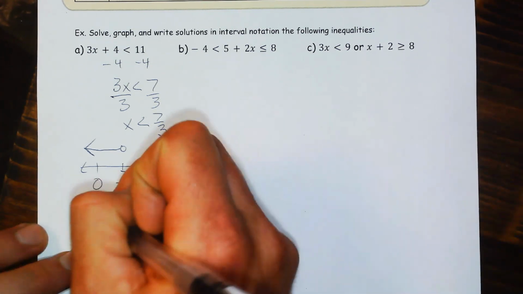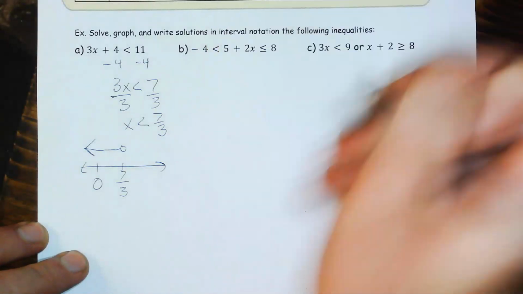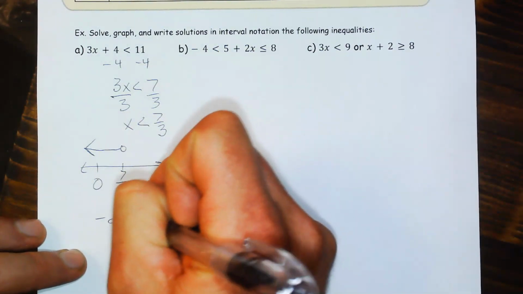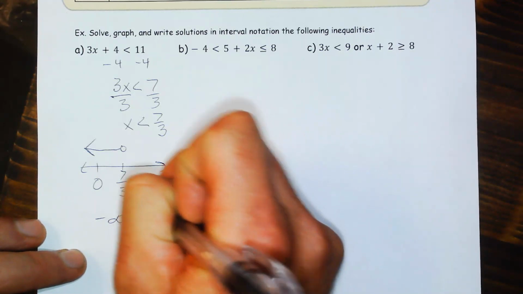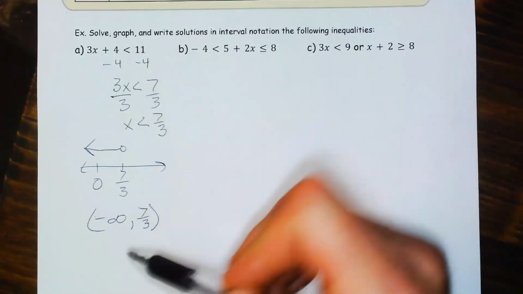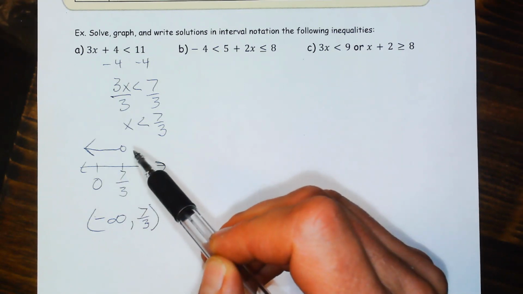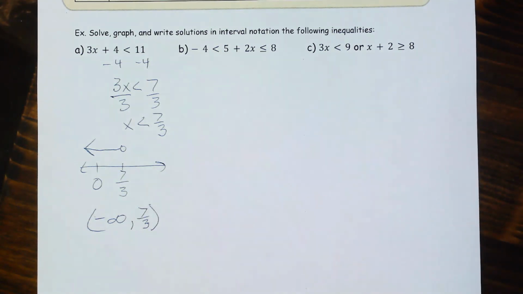So to go to interval notation, because that's part of my instructions, I'm going to go negative infinity to positive 7/3. Both of those are in parentheses. We can never include infinity, remember. And then 7/3 is an open dot.